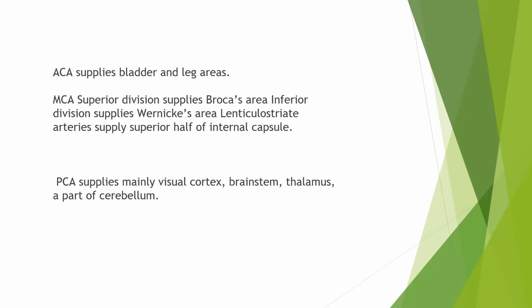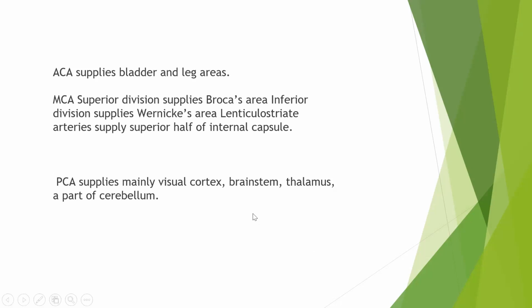So this type of history you also have to ask, whether they are able to understand our speech, or whether they are not able to understand. That you have to ask in the history, so that we can identify whether the patient has Broca's aphasia or sensory aphasia. Posterior cerebral artery supplies predominantly the visual cortex, brainstem, thalamus, and a part of the cerebellum.